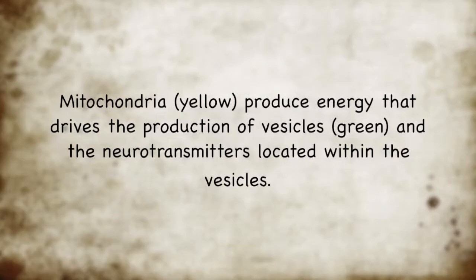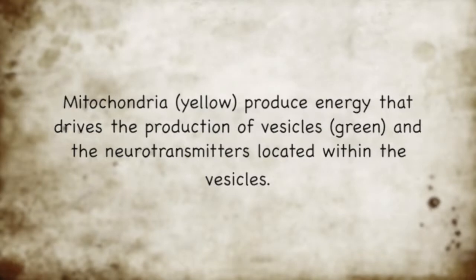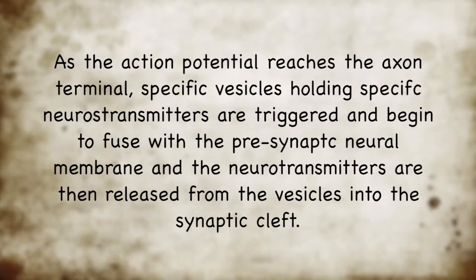What have you just observed? Mitochondria, yellow, produce energy that drives the production of vesicles, green, and the neurotransmitters located within the vesicles. As the action potential reaches the axon terminal, specific vesicles holding specific neurotransmitters are triggered and begin to fuse with the presynaptic neural membrane, and the neurotransmitters are then released from the vesicles into the synaptic cleft.